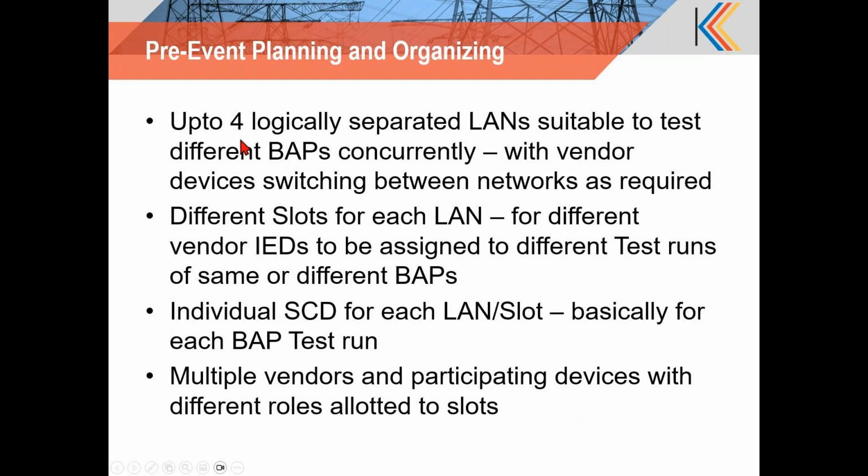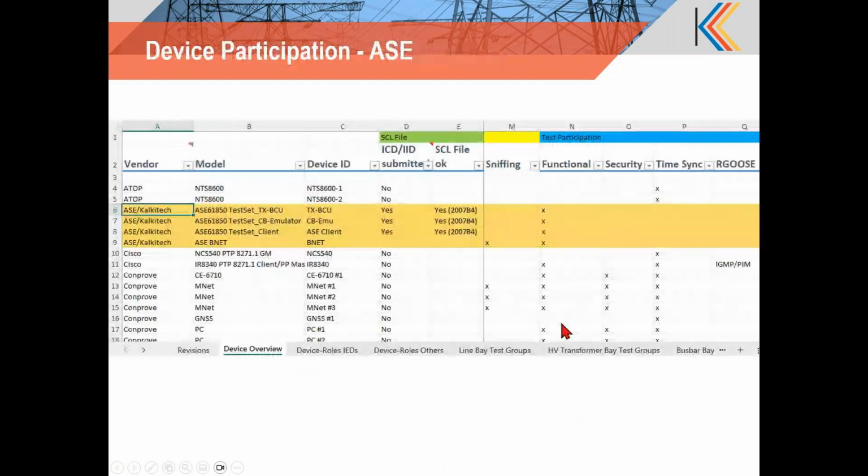So that means we could run four BAPs concurrently if required. But to get full attention at any point in time, the slots were created in such a way that there would be only one BAP run at a time. But the preparation could be done separately for each of these LANs. And finally, multiple vendors and participating devices with different roles were allotted to each slot. So that way, everything was clearly mentioned.